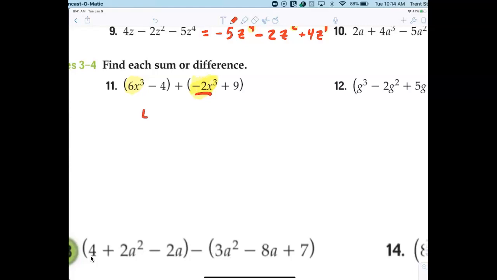4x cubed. So 4x cubed. Now I have this. I have negative 4 plus 9. What's negative 4 plus 9? 5. What type of 5? So it's plus 5. That's all there is to it.